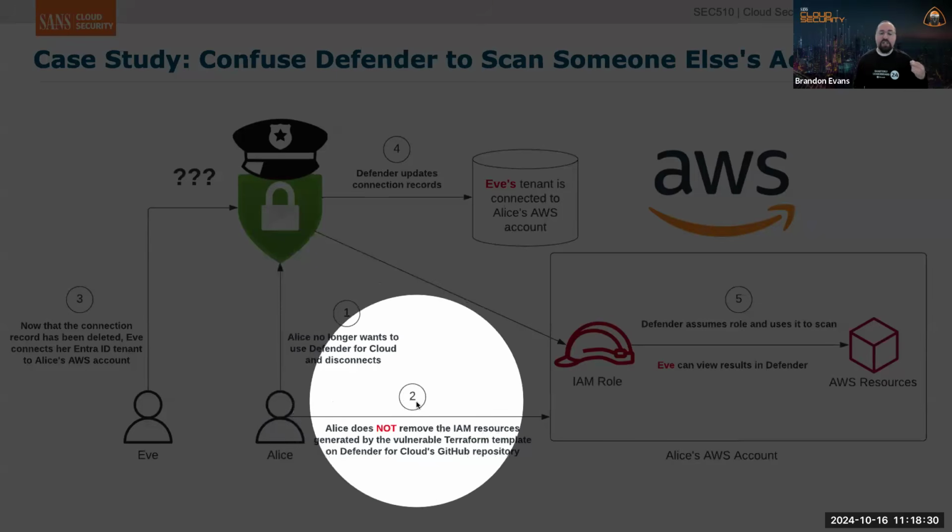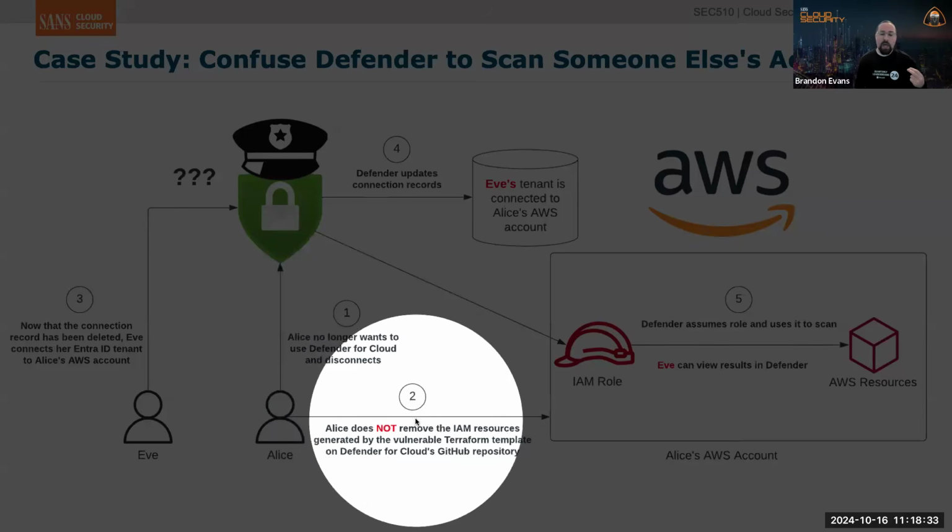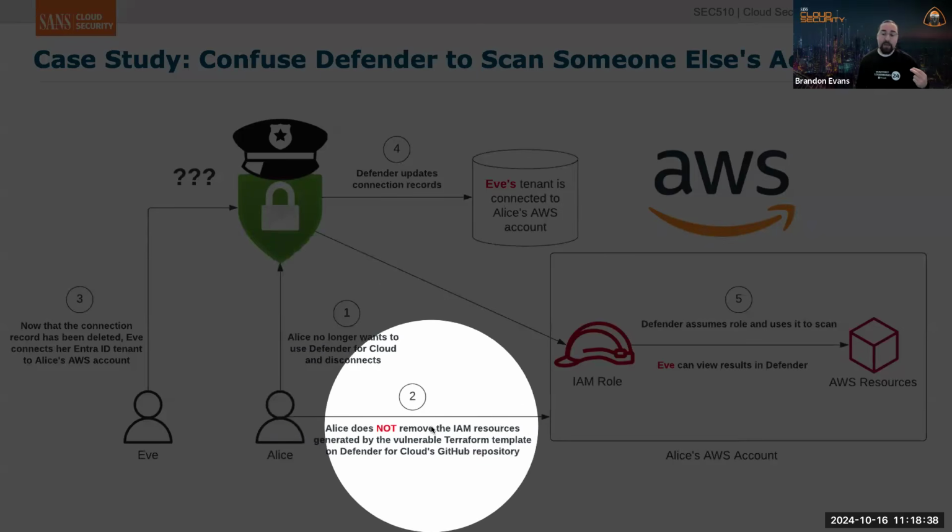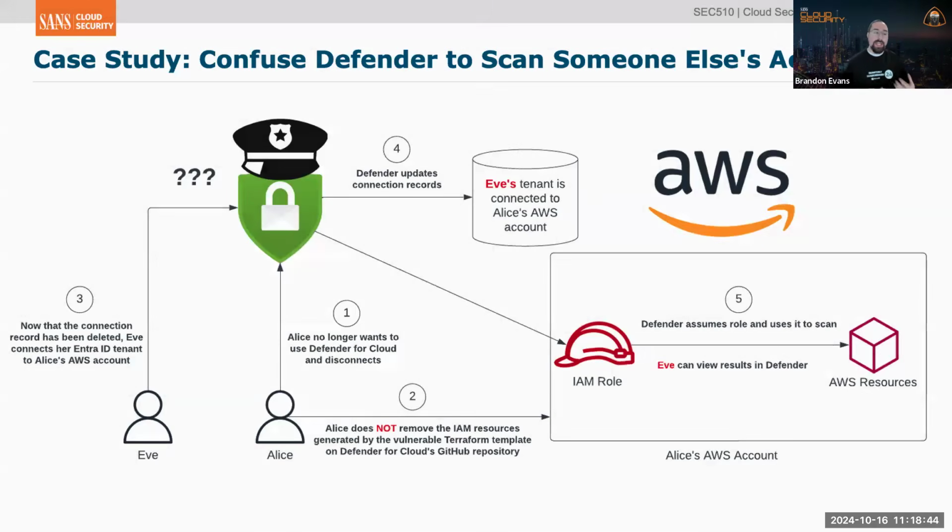Well, Alice, when she says, I don't want you to scan me anymore, does not revoke the permissions that Microsoft Defender for Cloud has to scan their account, because they still have that workload identity pool and they still have that IAM role. If Alice does not clean that up as we recommended in the final step in our vendor recommendations, then that means that Microsoft Defender for Cloud, technically speaking, still has access to Alice's account. But they're no longer going to scan Alice's account because they cleared that connection out of their database record.